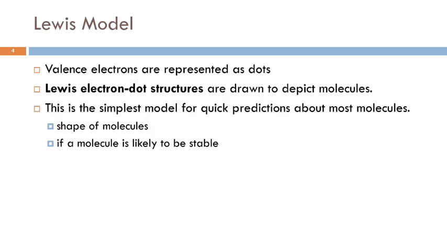So we're going to look at, first, the simple model, the Lewis model. This uses dots to represent the valence electrons. Valence electrons are really important because those are the ones that are involved in chemical bonds. So we draw what are called Lewis electron dot structures, or sometimes we just call them electron dot structures, to depict the molecules. So they're little pictures of molecules. It's very simple, enables us to do quick predictions, helps us to understand the shape of molecules and whether these molecules are likely to be stable.